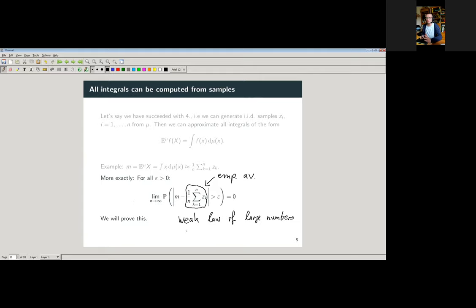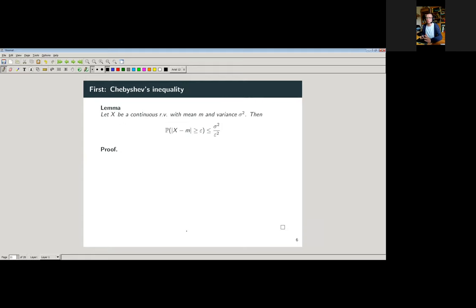There's also a strong law, which is much harder to prove, so we'll not do this. We'll just look at the weak law because it's sufficient for intuition, and we will be able to prove this in 5 minutes or so. The first component for that is Chebyshev's inequality, which you might have seen in a probability class, which says that if you have some distribution like that, mean is somewhere here maybe, and then you look at the probability that your random variable is at least epsilon away from the mean.